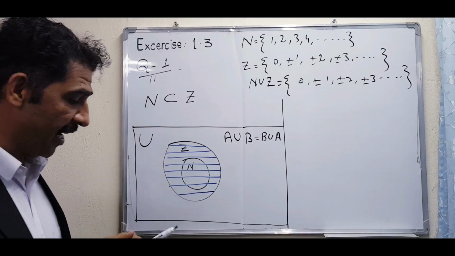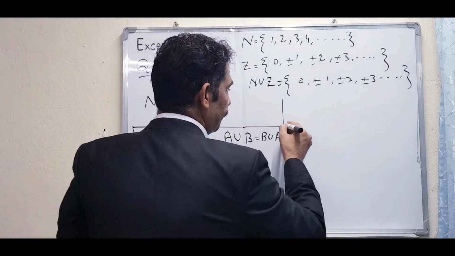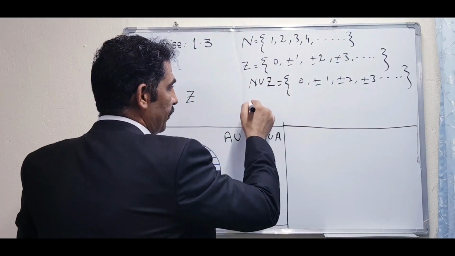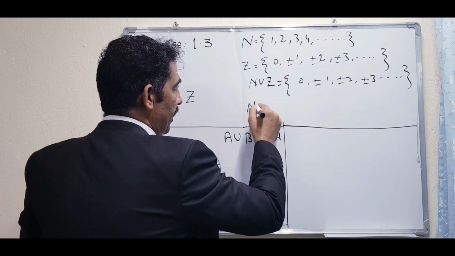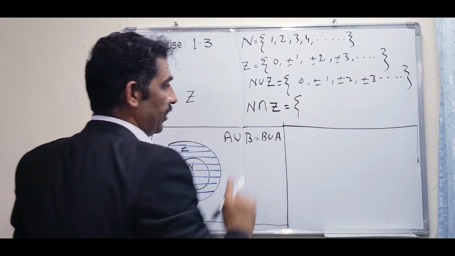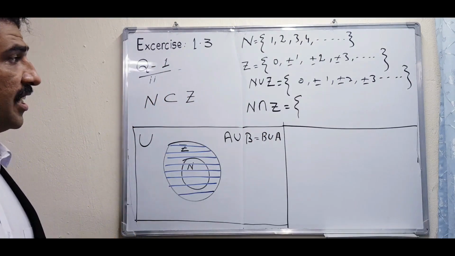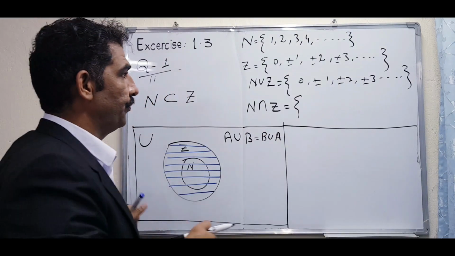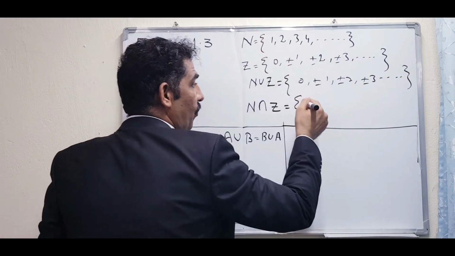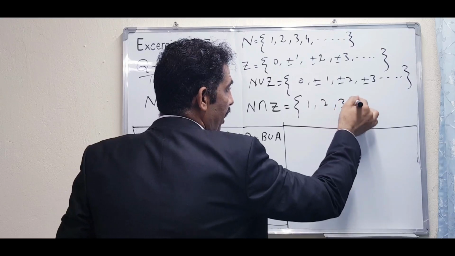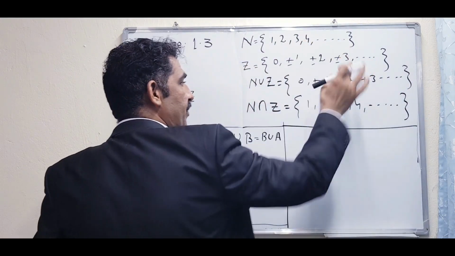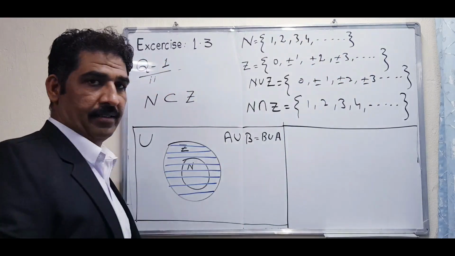Now I want to explain intersection. First we will write it here: N intersection Z. Intersection means the set of elements which are present in both sets. 0 is not there, so 0 will not be written. So 1, 2, 3, 4 and so on. All the positive numbers are common in both sets.